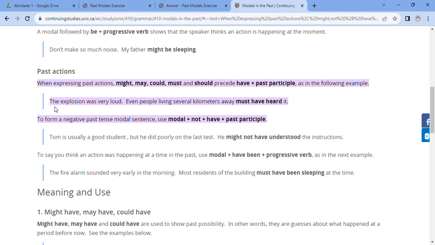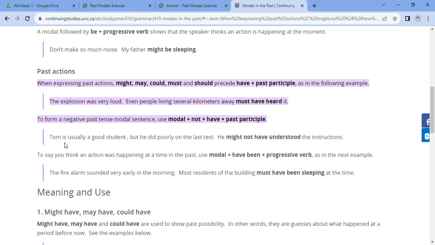Okay. And in the negative form of the past tense modal sentence, you just need to use the modal plus not plus the have and then the past participle. So Tom is usually a good student, but he did poorly on the last test. He might not have understood the instructions.